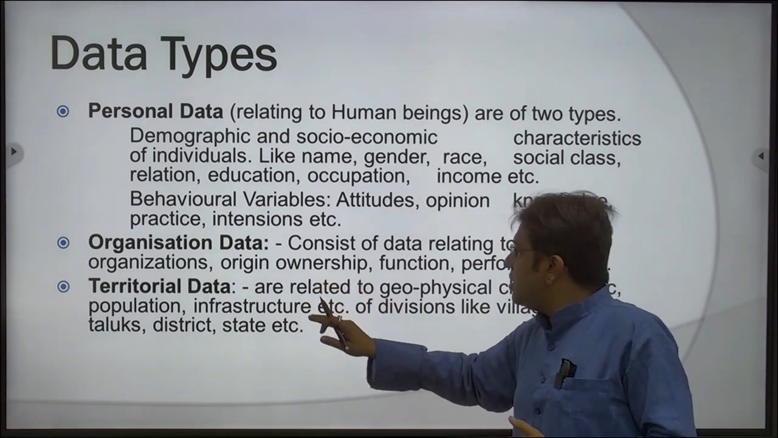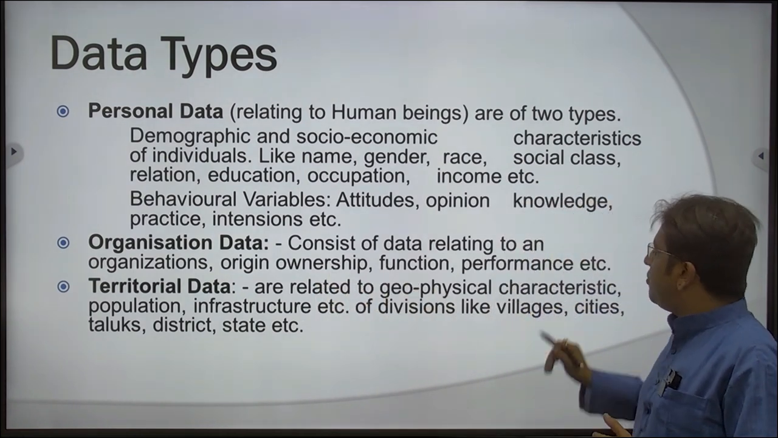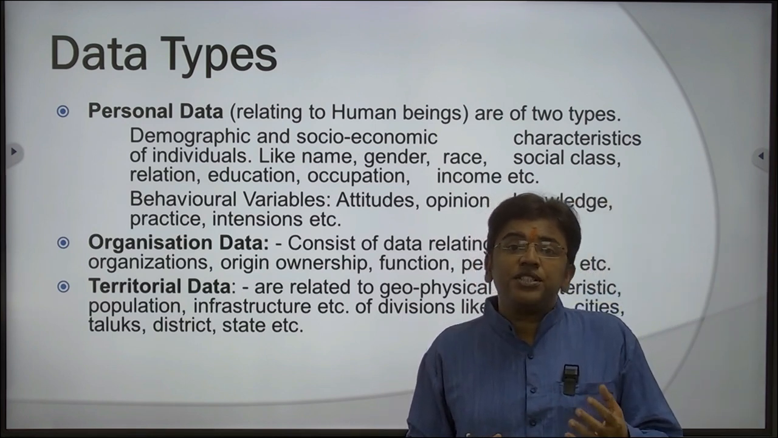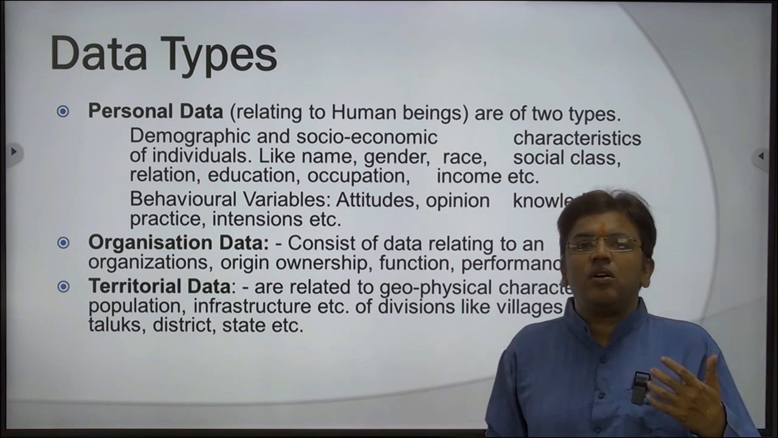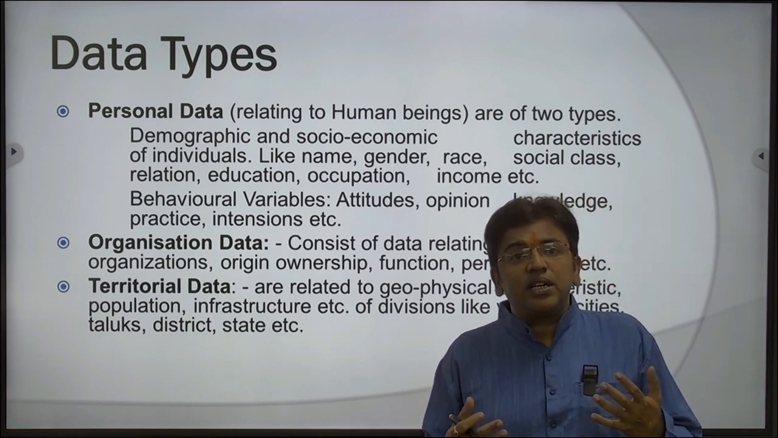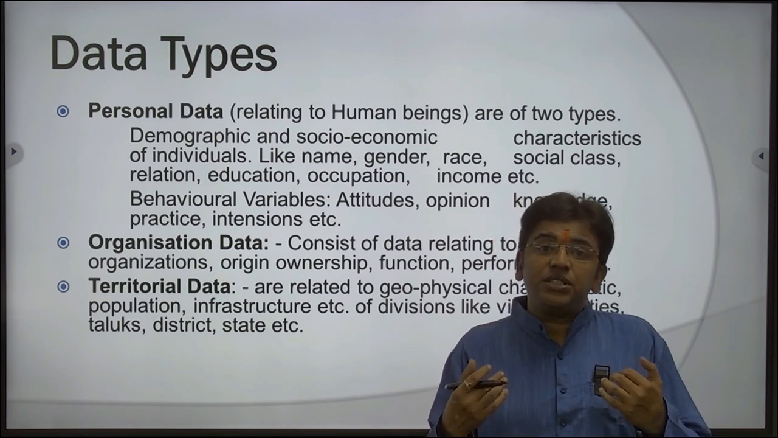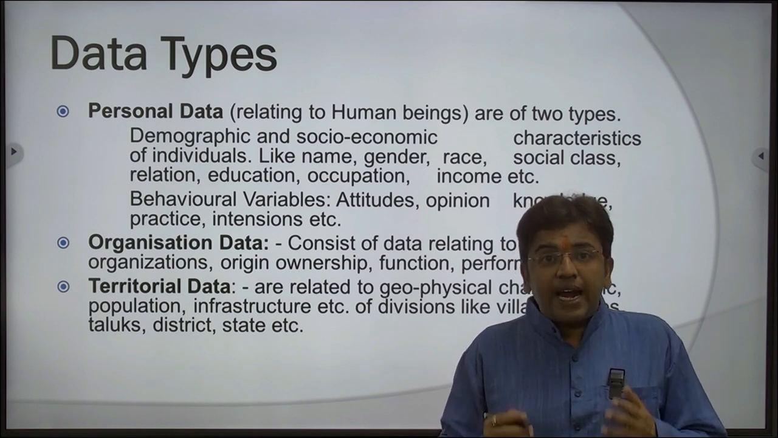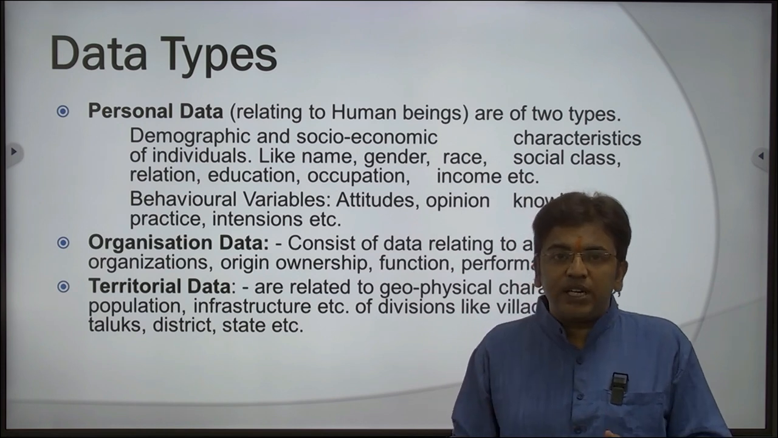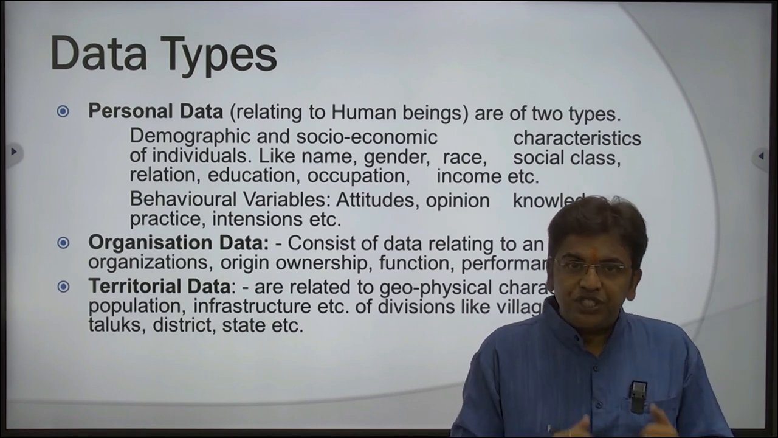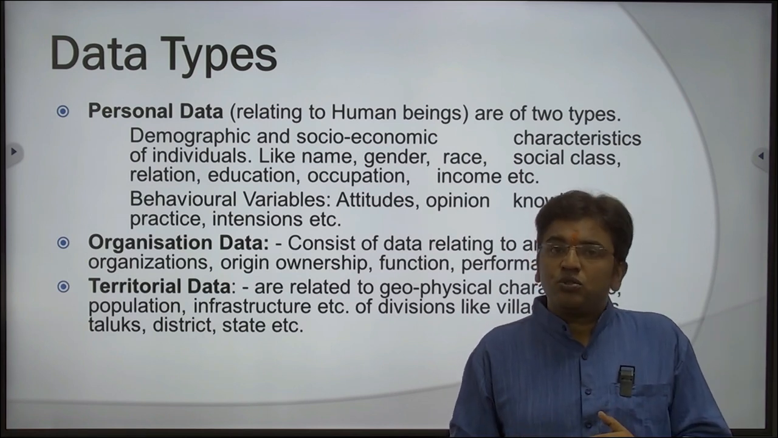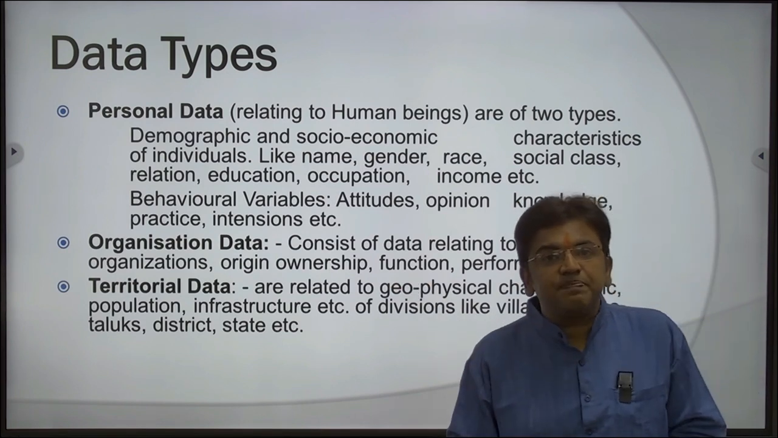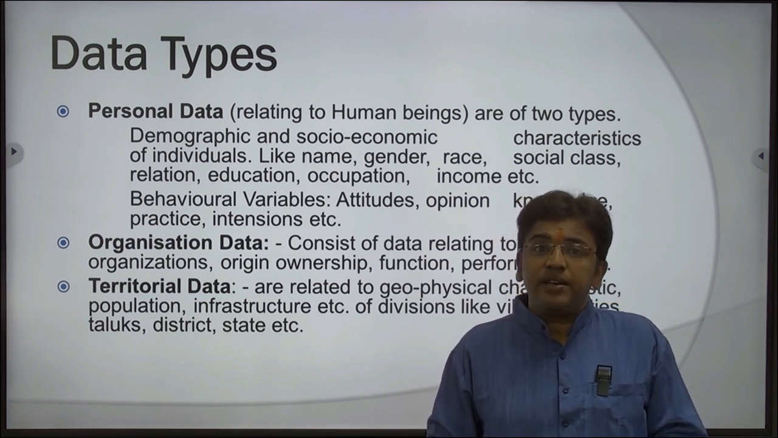Means what type of organization it is, how the organization is working, who is the owner of the organization, why this organization has been set up, what is the mission, vision, objective, and the role of that organization, and whether that organization is fulfilling the specific objective, vision, or mission or not. So whenever we are going to conduct research on an organization, these parameters must be considered by a researcher.